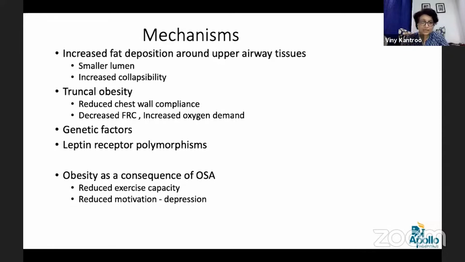So truncal obesity causes reduced chest wall compliance and decreased functional residual capacity, leading to increased oxygen demand and hence the problem of OSA. Leptin receptor polymorphisms are also involved, which we will talk about a little in the pathophysiology. Obesity as a consequence of OSA causes reduced exercise capacity and reduced motivation to have a healthy lifestyle, which further leads to depression and hence a cyclic propensity to have a very unhealthy lifestyle. Eating more, the behavioral changes which happen with depression. You eat more, try to sleep more because you're less active during the day, and spend more time in bed.